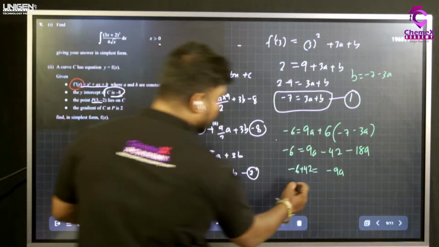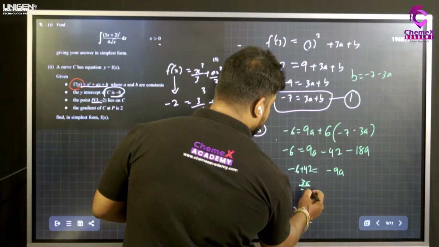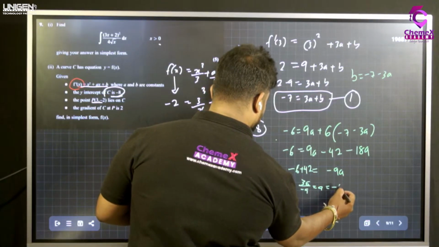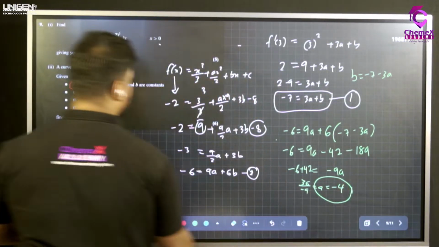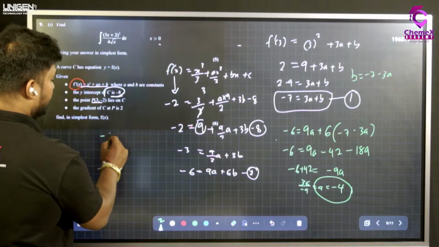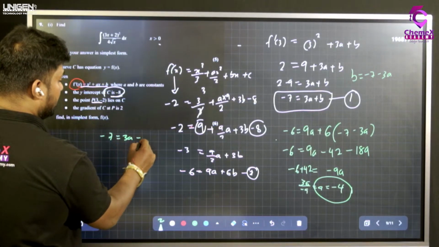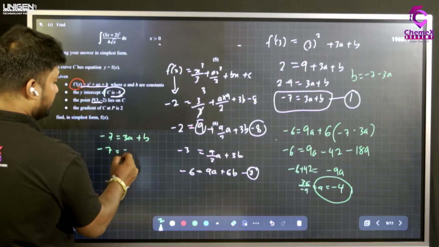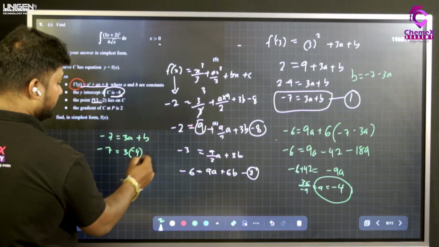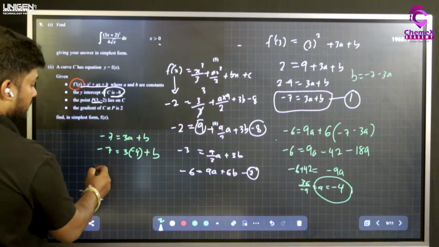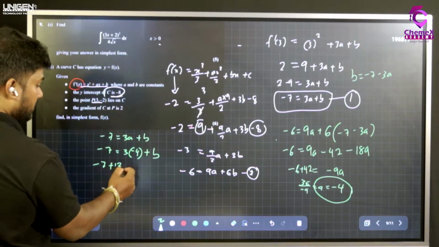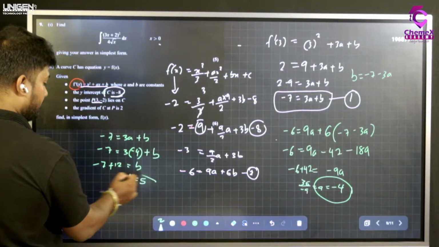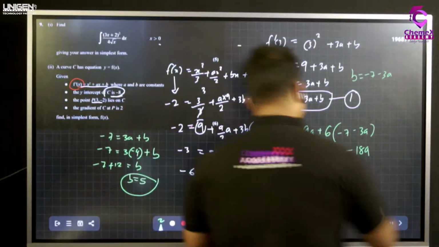Now it comes. So 36 divided by minus 9 equals a equals minus 4. If a is minus 4, how do you get b? Minus 7 equals 3a plus b. Before we had a mistake of a sign. So minus 7 plus 12 equals b. B is equal to 5. A is equal to minus 4.